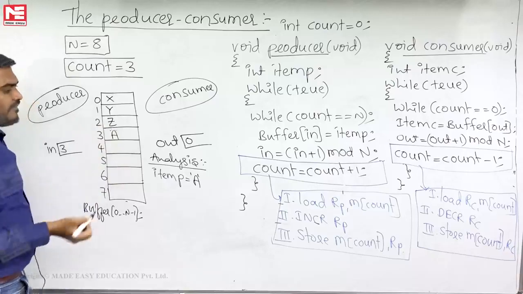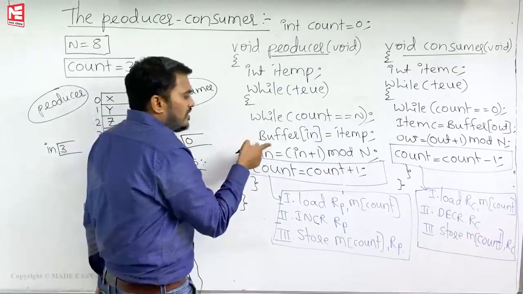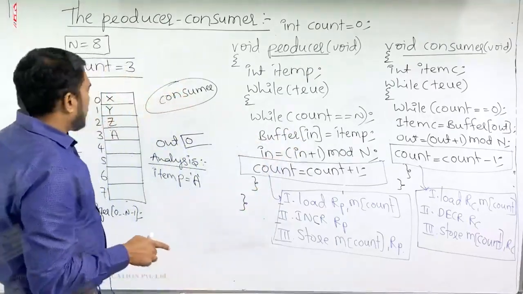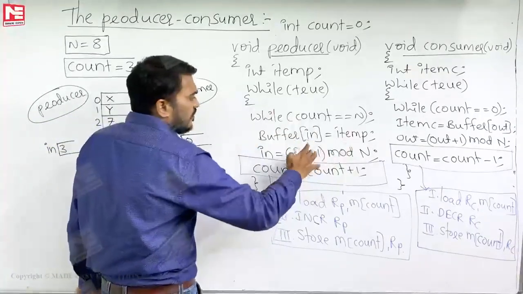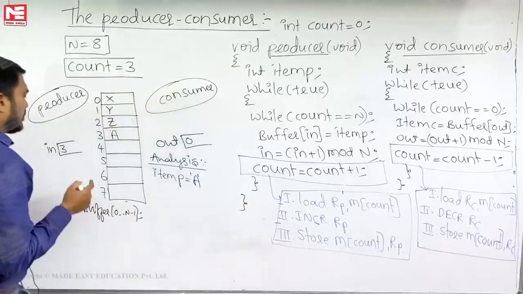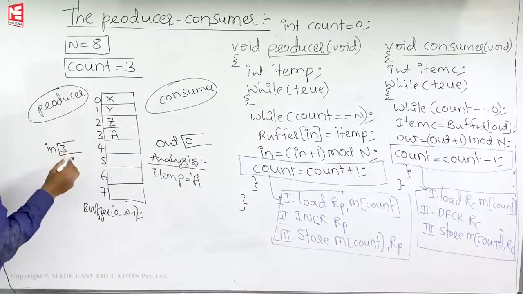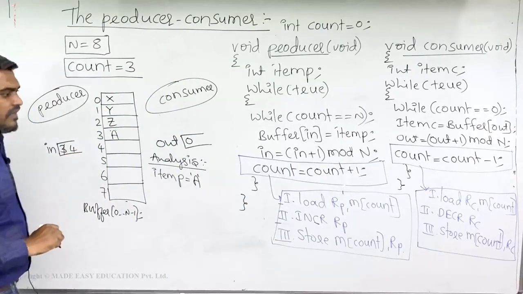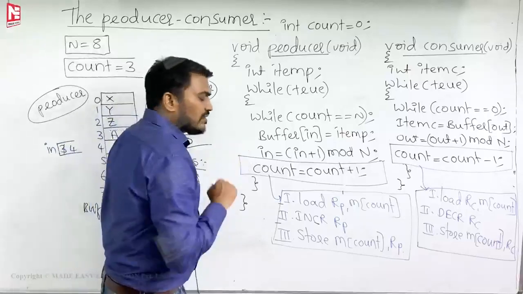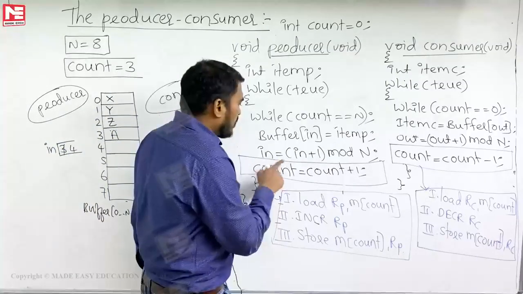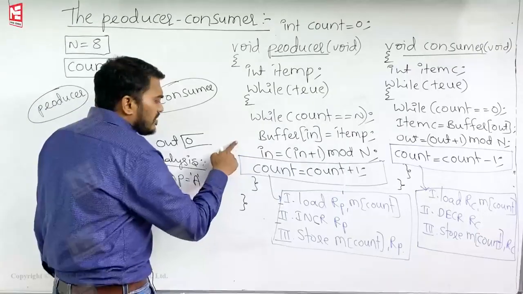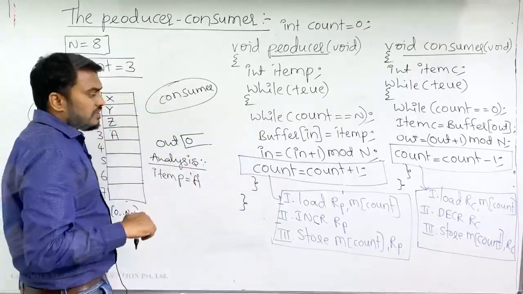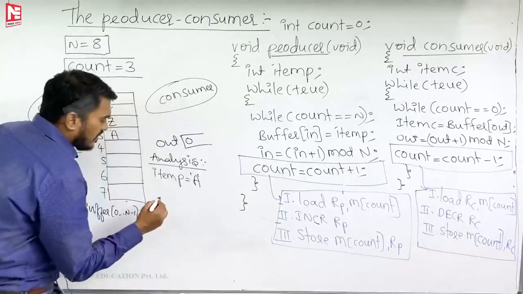So that is a. And next, after this, in equal to in plus 1 mod n. So what is the in value here? 3. So that is 3 plus 1, 4 mod 8, that is 4. So the n value is 8, so 4 mod 8 is 4. So what will the in value be? It will be 4. Now after this, listen carefully. Count equal to count plus 1 you have to execute. Remember, count equal to count plus 1 has 3 instructions.